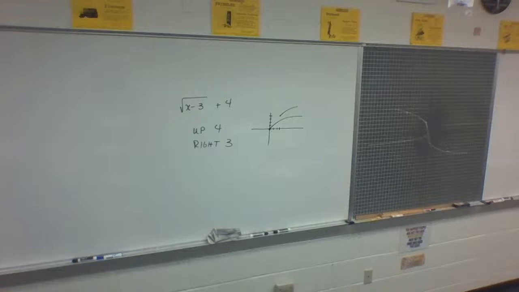Now, I want you to hit the trace key. And notice it starts at x equals 0, y equals nothing, right, when you hit the trace key? Because it doesn't have anything until you get to x equals 3. So you're going to have to hit the right arrow button until the x's get up to 3. Then you'll start to see things.